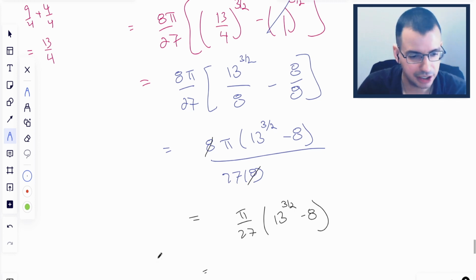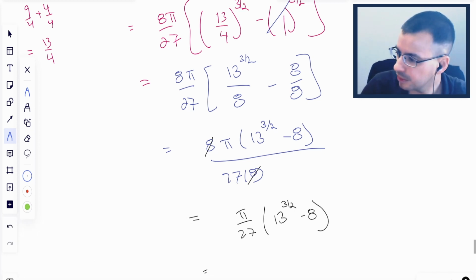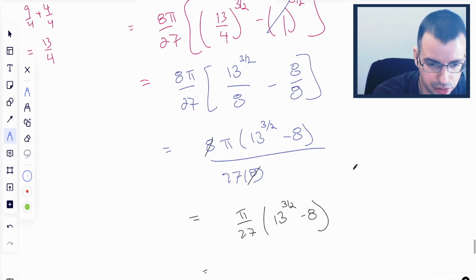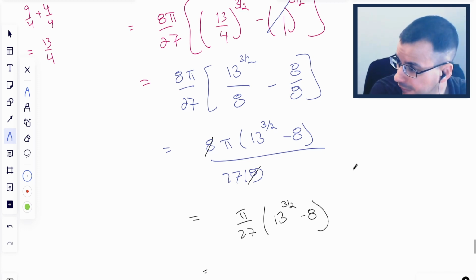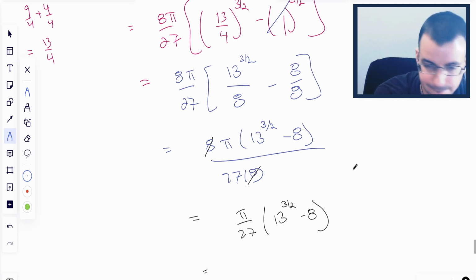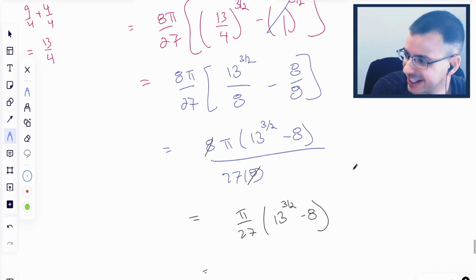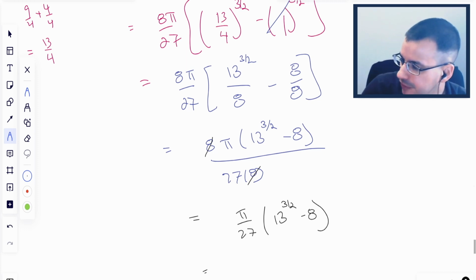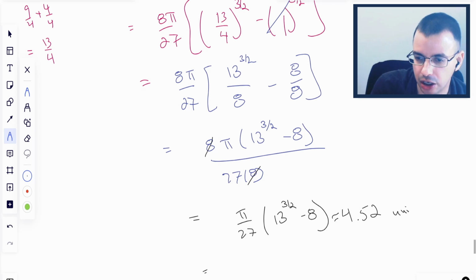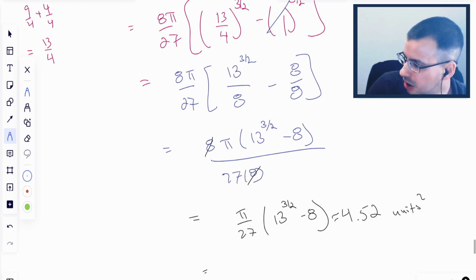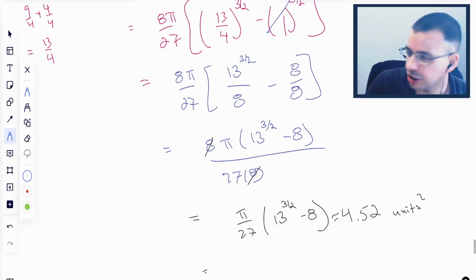And putting an actual number there because it's kind of nice sometimes. We're going to do pi over 27 times the quantity 13 to the 3/2 minus 8. And we get an answer of about 4.52, and that'll be square units. Does that seem right? Yeah, might be correct. I'll say good, strong, maybe.